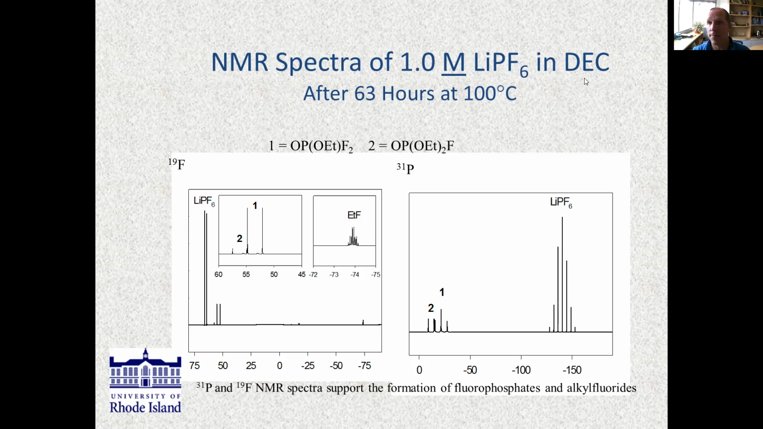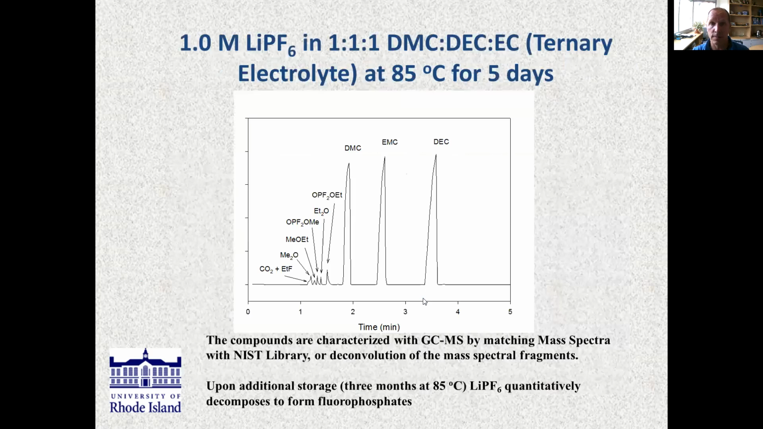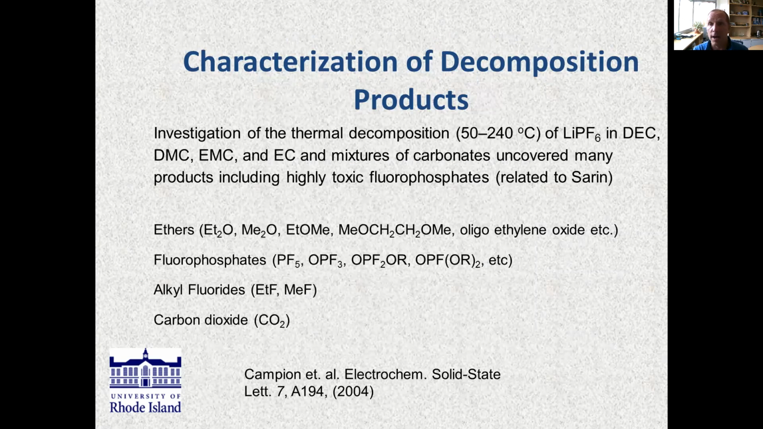Basically, the LiPF6, which is decomposing into PF5, reacts with these carbonate solvents to generate this mixture of components. We can also characterize the thermal decomposition of the ternary mixture, the EC, DEC, DMC mixture of the electrolyte formulation, and we see a whole range of different fluorophosphate species. We see ethers, alkyl fluorides, and CO2 gas as these materials thermally decompose. As a summary of the overall decomposition products from the LiPF6 and DEC, DMC, EMC, and EC, we see a whole range of ethers generated along with oligoethylene oxide, so we do see polymerization reactions. We see fluorophosphate species, which are generally all strong Lewis acids and also fairly toxic species. We see alkyl fluorides, and we see carbon dioxide.